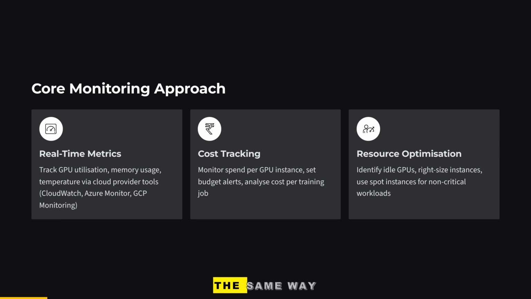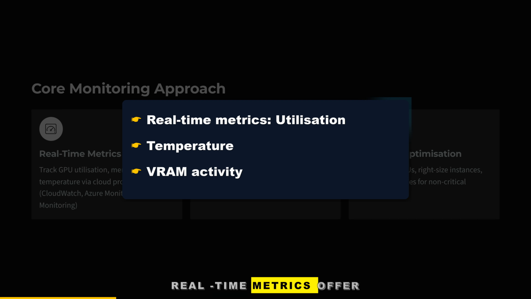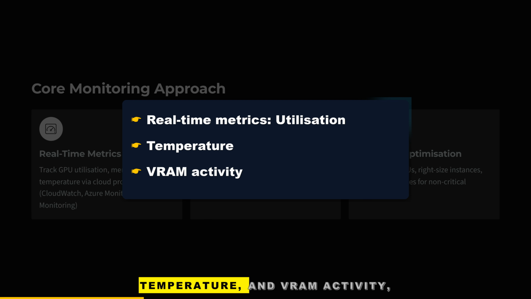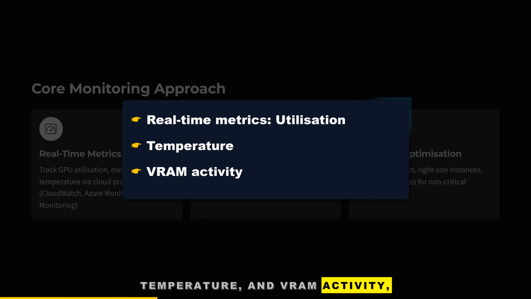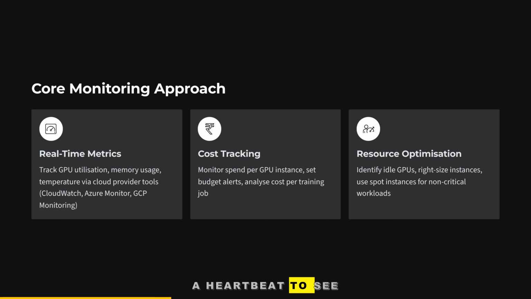This balance works the same way a well-run kitchen manages timing, ingredients, and effort. When everything is aligned, the entire workflow feels steady and predictable. Real-time metrics offer the first clues. They show utilization, temperature, and VRAM activity, much like checking a heartbeat to see how consistently the system is working.